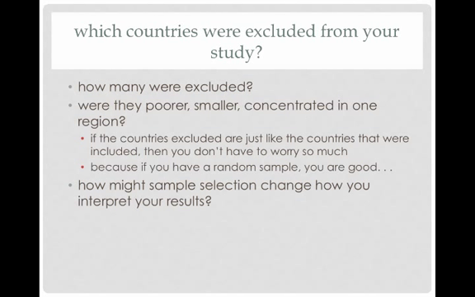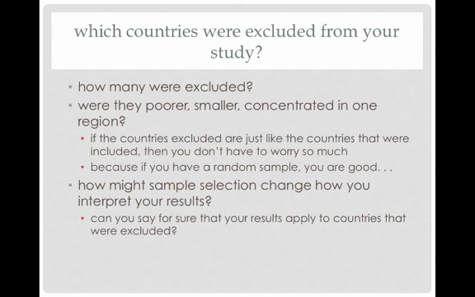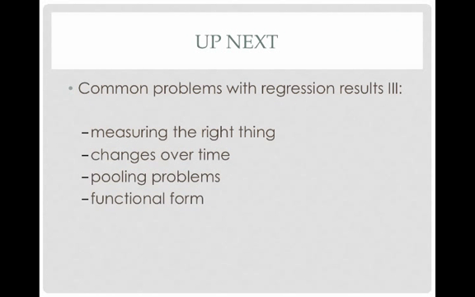But if your countries were poorer, smaller, and concentrated in one region, then you may have a problem. And I want you to think about how sample selection might change how you interpret your results. Can you say for sure that your results apply to countries that were excluded? And again, if you had a random sample, it wouldn't be a problem. But if it's non-random, if the countries that report data are richer and sort of more together than the other countries, then you'll have a problem. Okay, up next, we're going to go over the last 4 common problems with regression results.